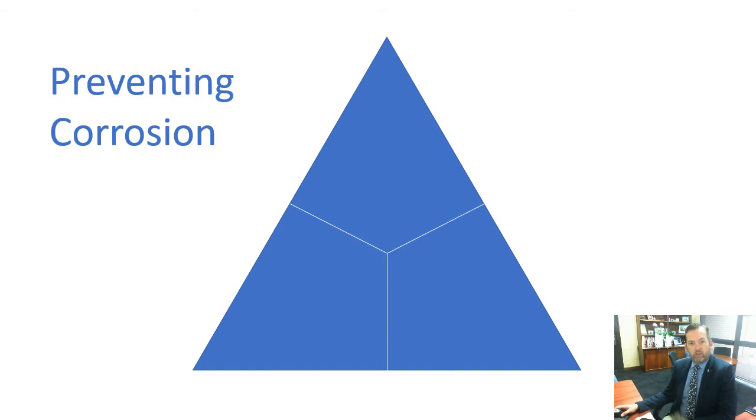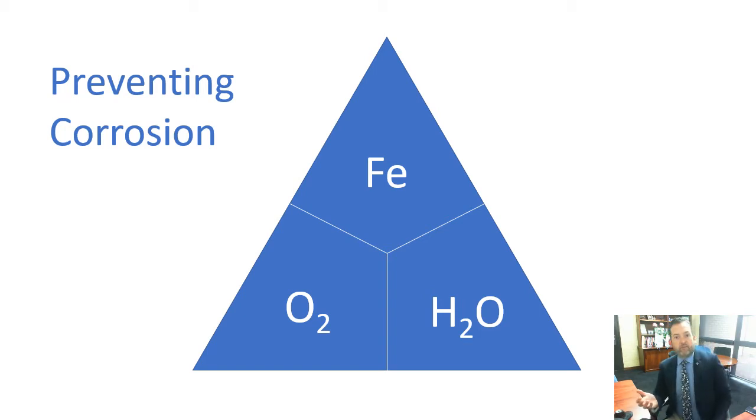Now, preventing corrosion causes a lot of confusion for people, but if we just look at this simple triangle example, it might make a bit more sense. For rusting to occur, you have to have the iron that can be oxidized and the water and the oxygen that can be reduced. They're both required. So we have this triangle: iron, oxygen, and water. If we don't have any one of those three things, we simply do not have corrosion.